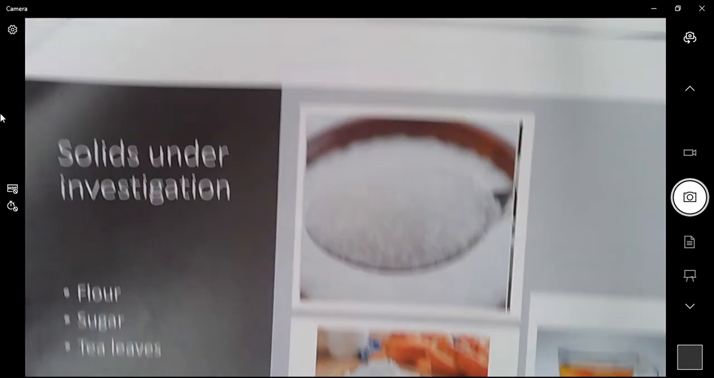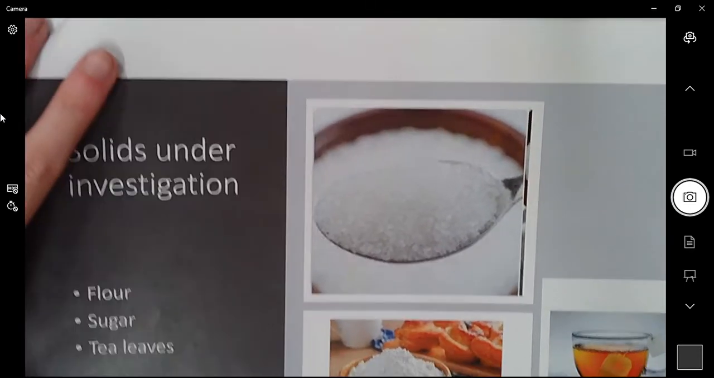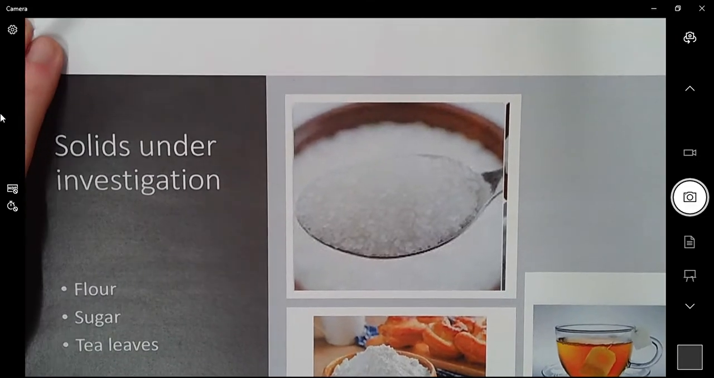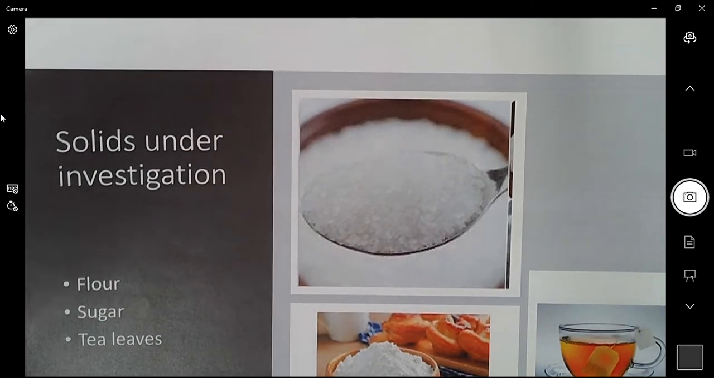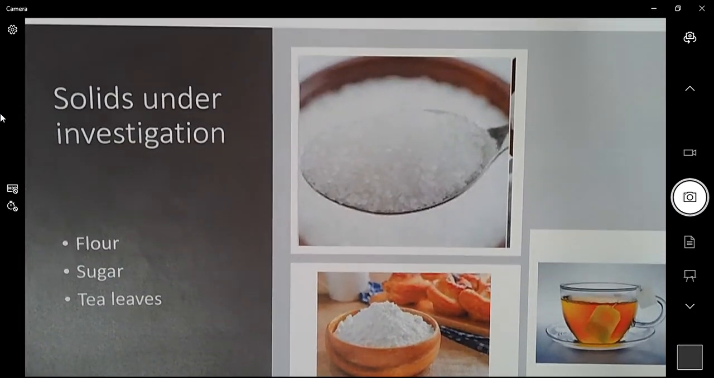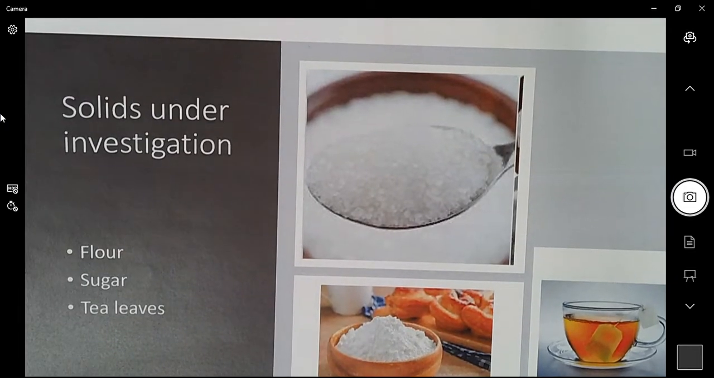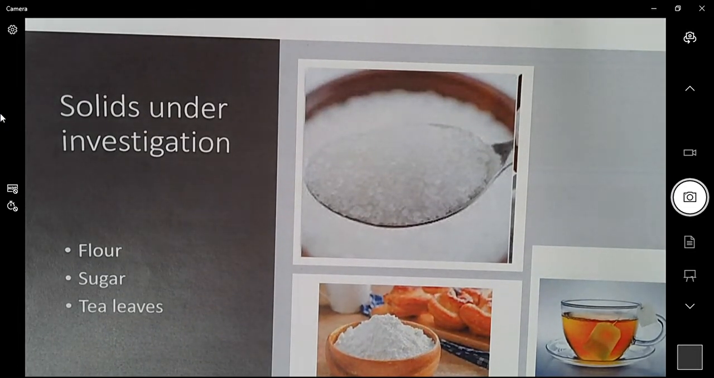So we're going to look at 3 different solids. We're going to investigate 3 different solids, whether they're soluble or insoluble. We're going to look at flour, we're going to look at sugar, and we're going to look at tea leaves. Now in a moment you're going to have to make a prediction whether the flour, the sugar, or the tea leaves will be soluble or insoluble.